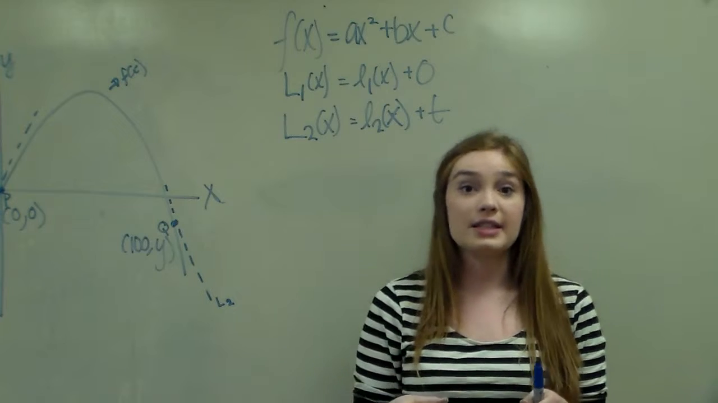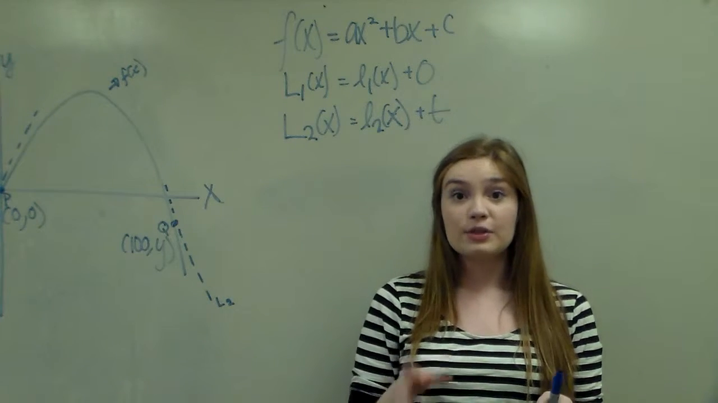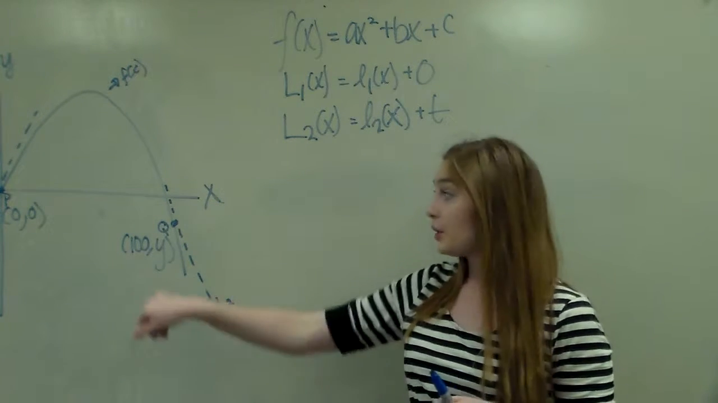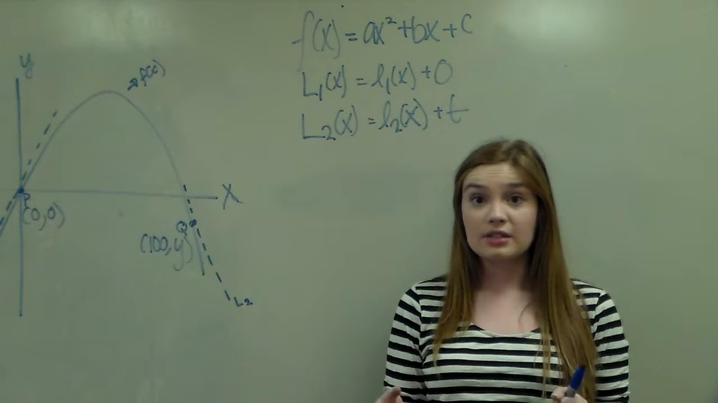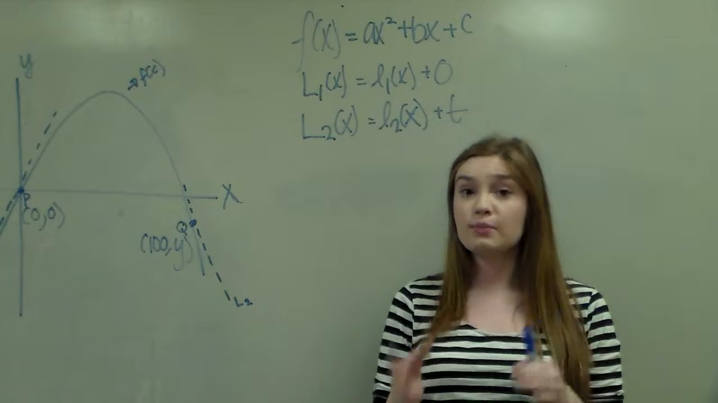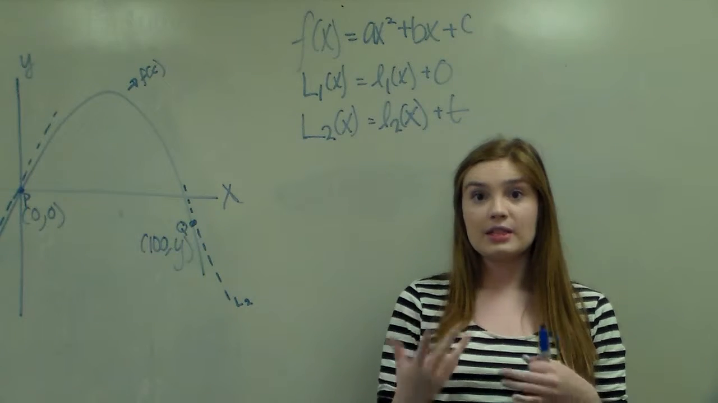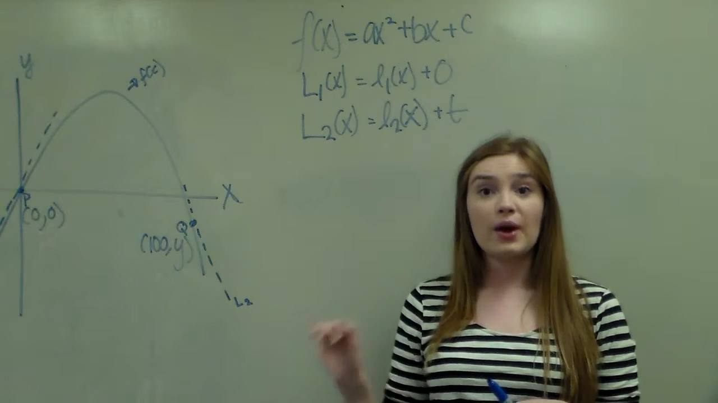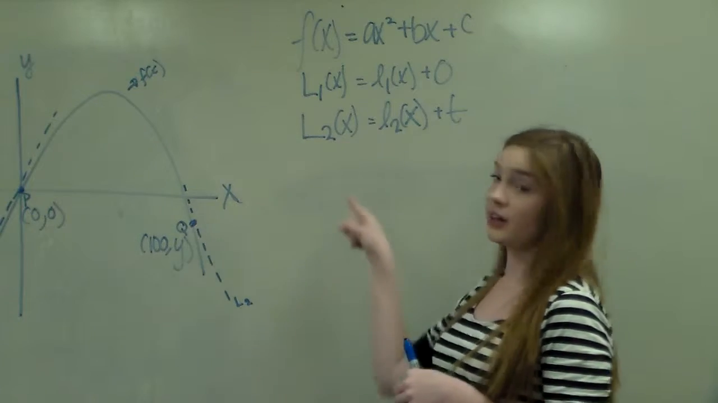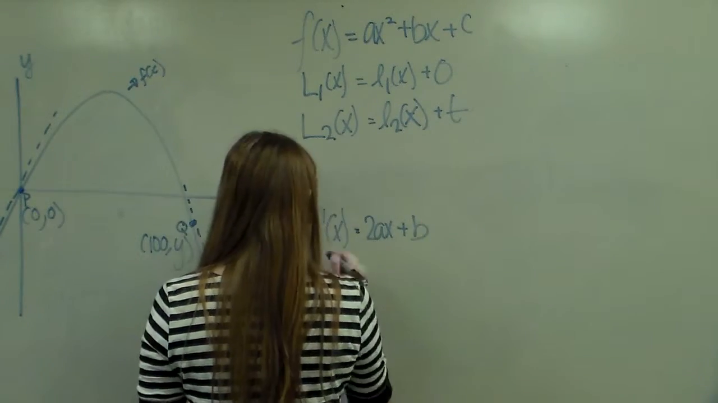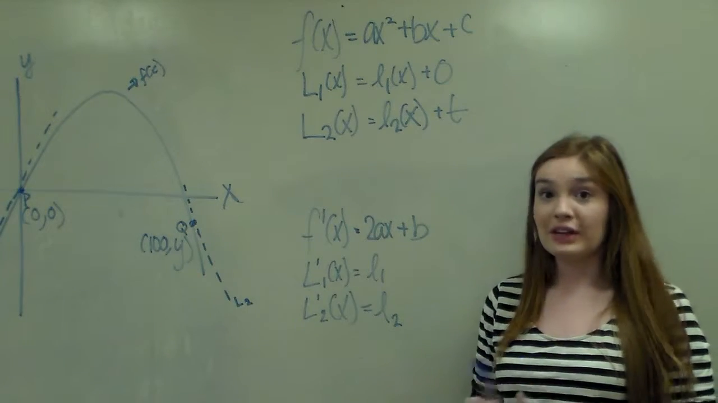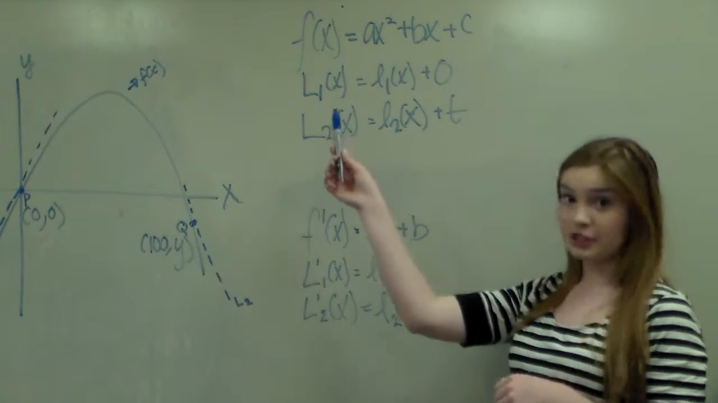So basically that means that f of x and L sub 2 of x at point q of x and y are equal. Thus, the derivative of f of x and L sub 2 of x are equal. And this will help us find the equations. So right now, I'm going to find the derivatives of these functions. Okay, so these are the derivatives of the functions above.